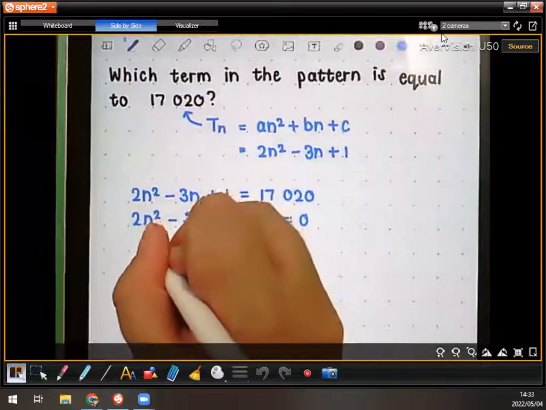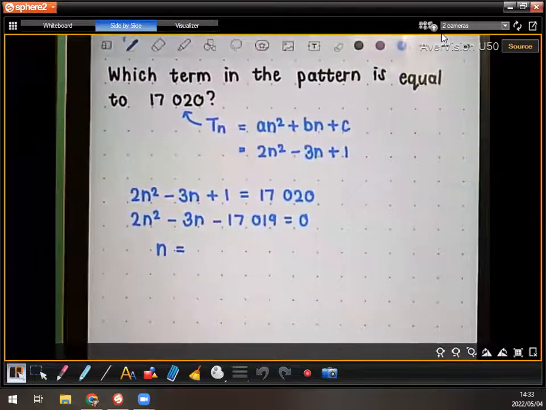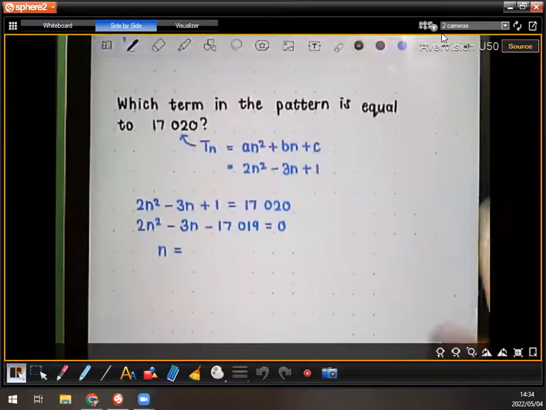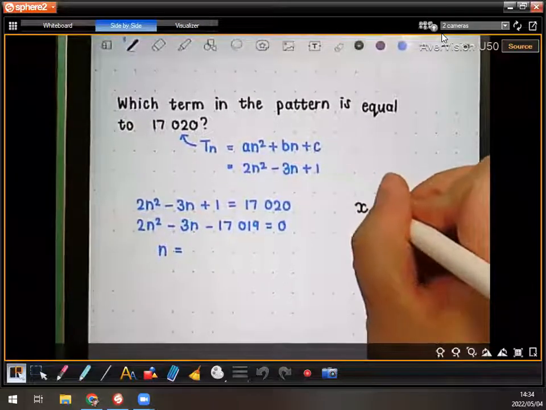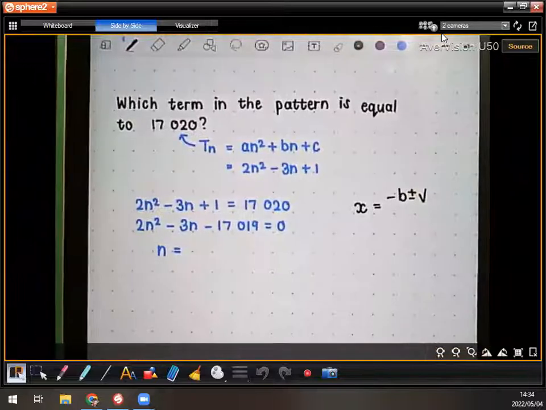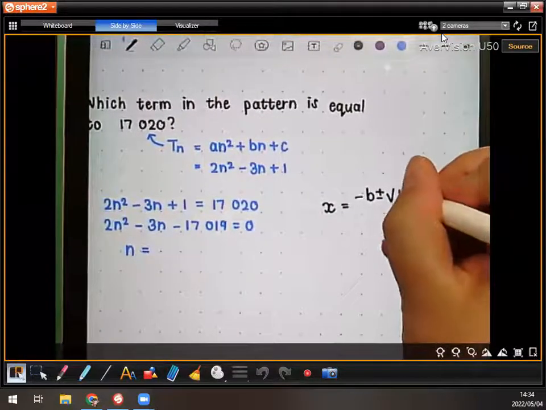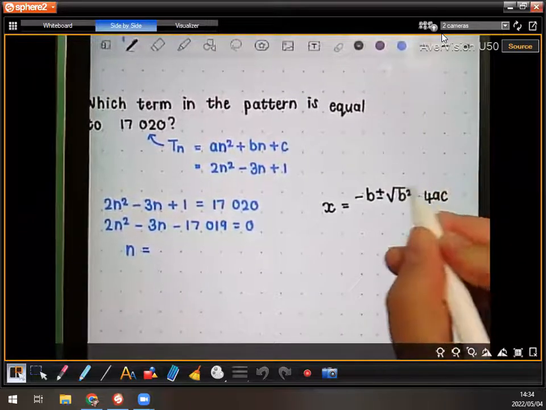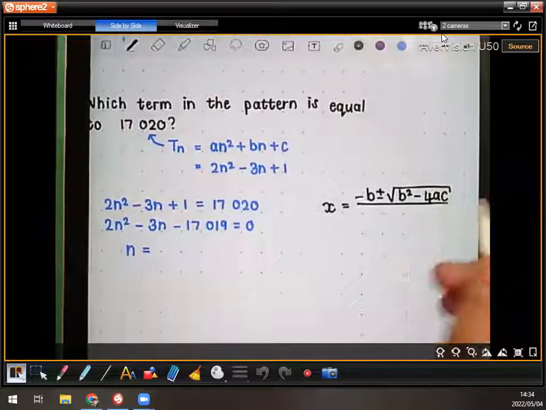So guys, do we want to factorize that one? No, definitely not. N is equal to, we're going to use the quadratic formula. Now we can't write x equals, because we're not solving for x here, hey? We're solving for n. Do we remember the quadratic formula? I'll write it on the side. Yes, x is equal to minus b plus or minus square root. We haven't used it in a while. B squared minus 4ac, over 2a.